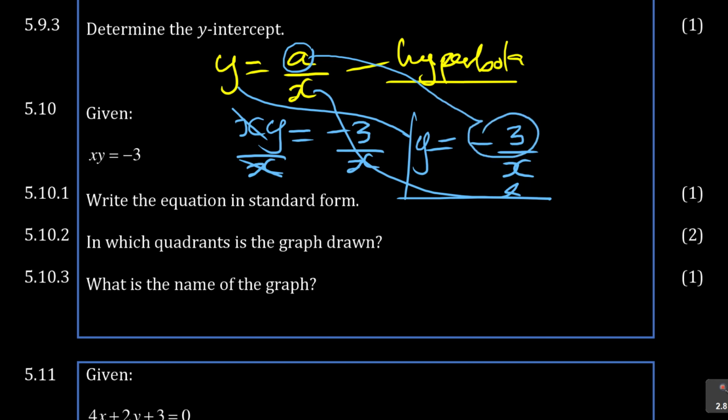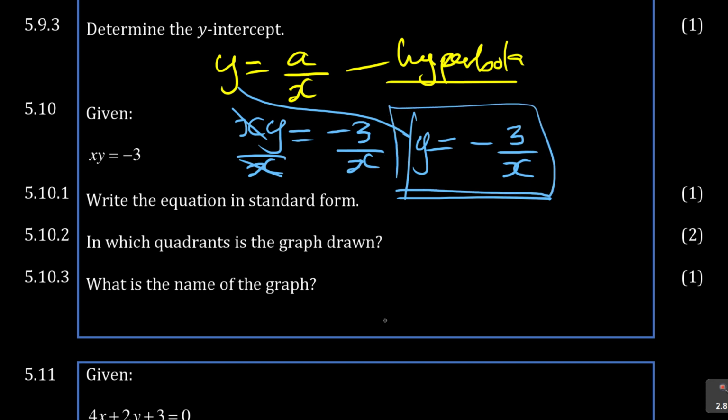So if they say write it in standard form, they are saying this is the standard form. You understand? So it must follow this rule, whereby we want to see y, there is y. We want to see x at the bottom, there is x at the bottom. And give us the value for a, which is the minus 3 there. Are you with me?